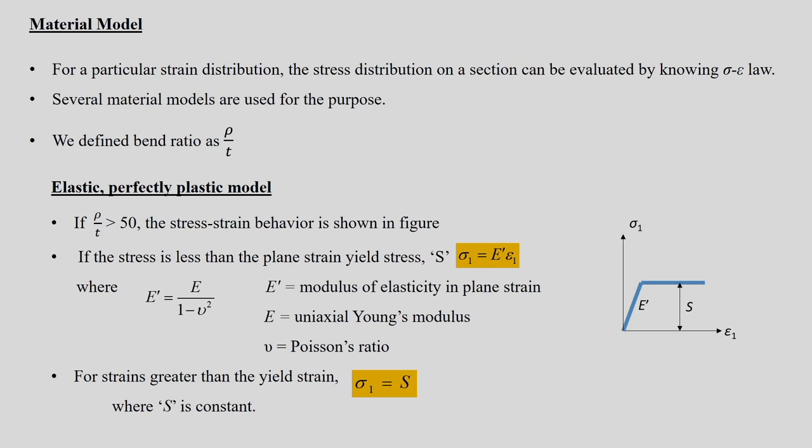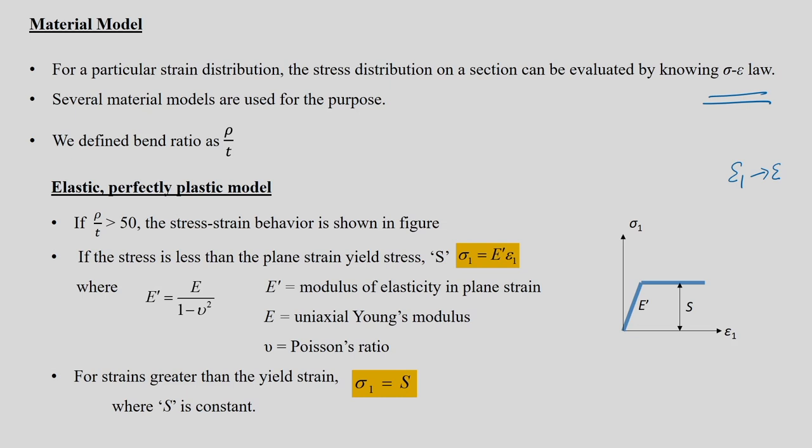One thing which you have already seen is the power law, that will be part of it. Other than that, there are a few other models one can assume. So, by knowing the stress strain law, and by evaluating epsilon 1, one can get sigma 1. And sigma 1 can also be plotted like your epsilon 1 in the thickness direction.